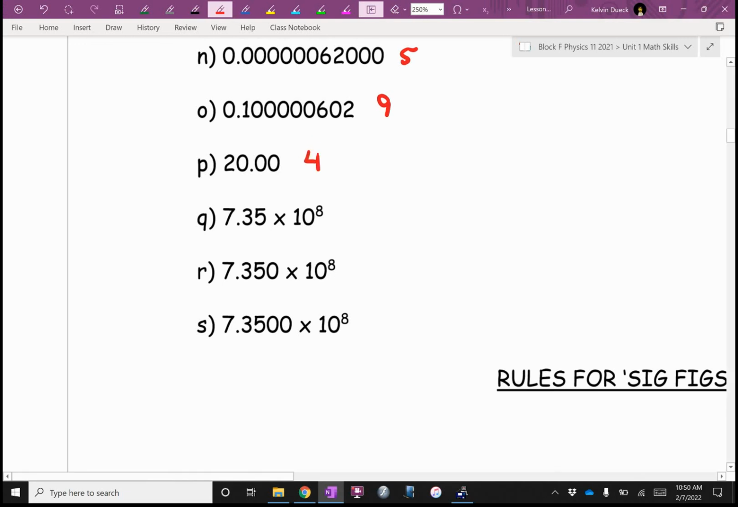The easiest way to count sig figs is if they give you the number in scientific notation. You ignore the times 10 to the power in your counting. How many sig figs? 3. How many sig figs? 4. How many sig figs? 5.